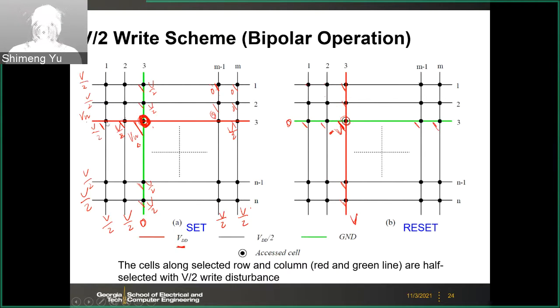And then on the same row or the same column, the other cells are half selected. They see half of the voltage, half V. And then the other unselected cells will see zero voltage across them.